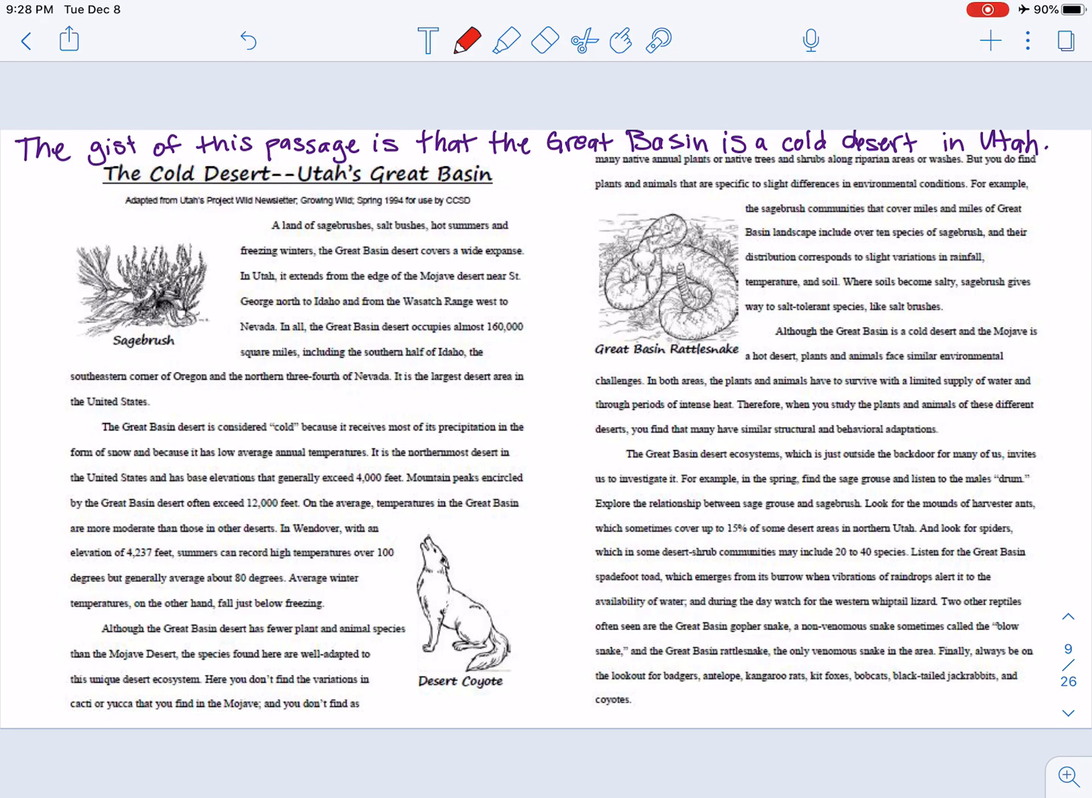Now, counting my words, I have 1, 2, 3, 4, 5, 6, 7, 8, 9, 10, 11, 12, 13, 14, 15, 16. I am super close. Remember, our key is that we want to be 10 to 15. I have 16. That is close enough. That is a good gist.